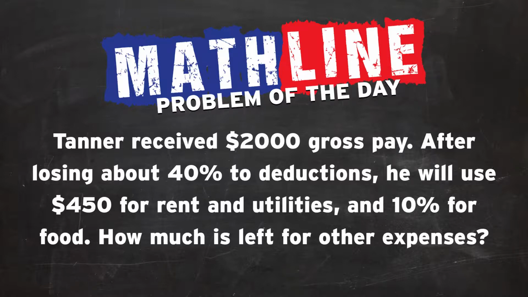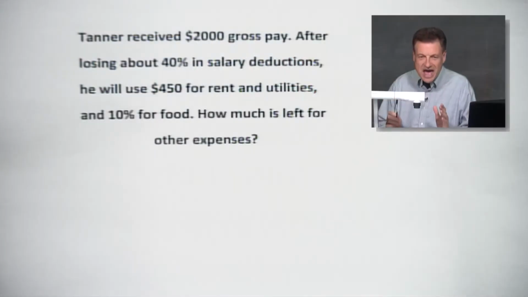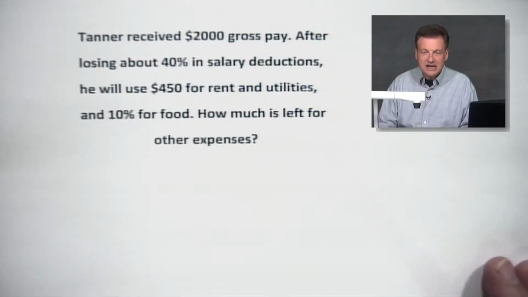his paycheck, Social Security, all those great things, he will use $450 for rent and utilities. And then he'll do 10% for food. How much is left after all this good stuff for other expenses? Wow. All right, so we're starting this guy with $2,000 gross pay, which sounds like a lot.